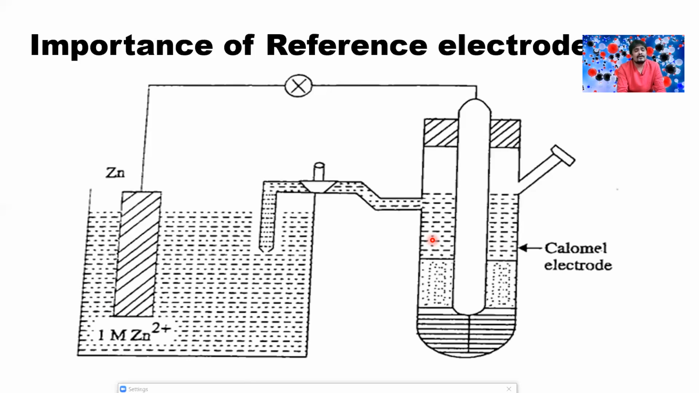That is the reason these secondary reference electrodes are preferably used. The major importance of the reference electrode is to determine the standard electrode potential of the electrode, but it is not the only importance. Other important aspects include determination of pH and so on.